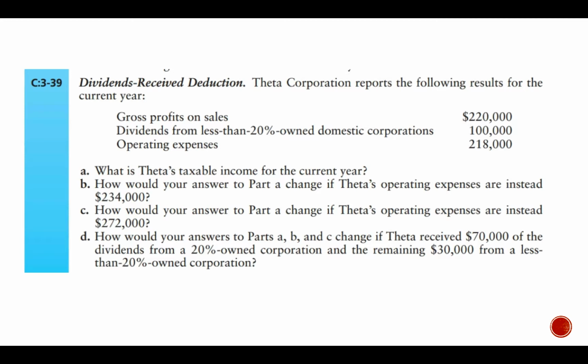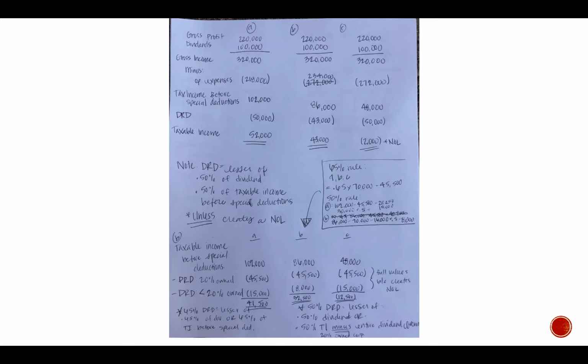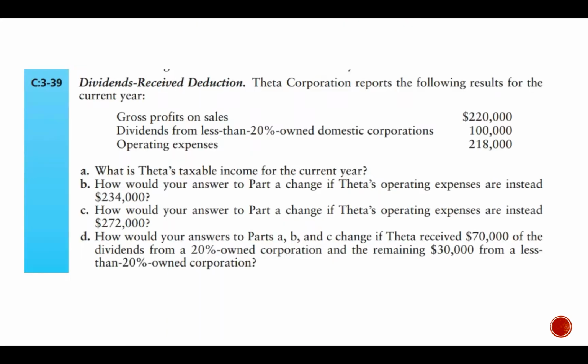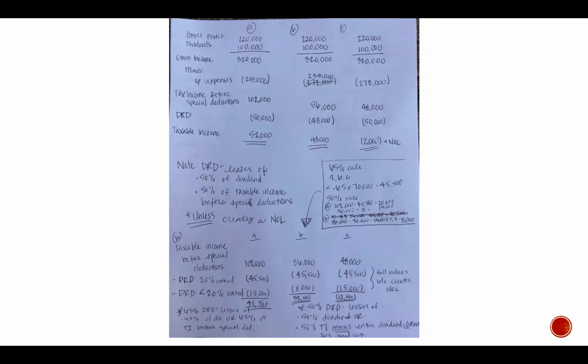So in exercise 3-39, we have Theta Corporation reporting the following results for the current year. Gross profit on sales, dividends from less than 20% owned domestic corporations, and operating expenses. And we want to know the taxable income for the current year. Okay, so in Part A, first we start with gross income. Gross income includes gross profit on sales, and it also includes dividends. This is income. So we add those two together, we get gross income of $320,000.